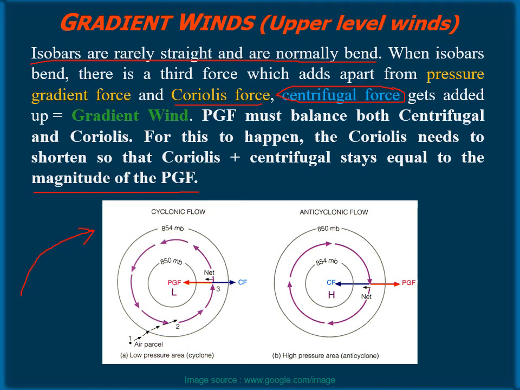So along with the Coriolis effect, this centrifugal or centripetal force should also be balanced by the pressure gradient force. When these two forces, the Coriolis and centrifugal force, are balanced by pressure gradient force, then winds move in a curved, bent fashion, and we call them gradient winds. So in nature, geostrophic winds rarely occur. In most cases, what we find is gradient winds.